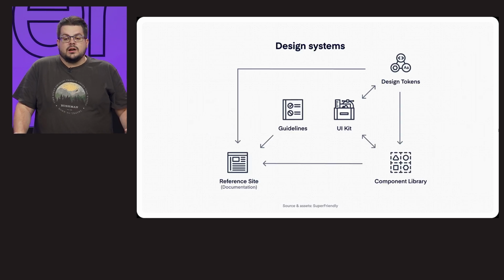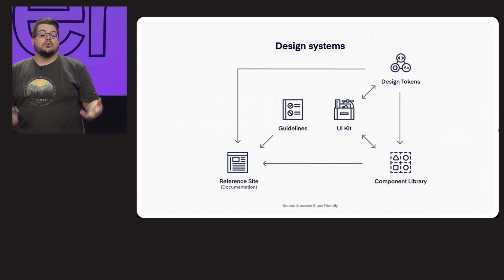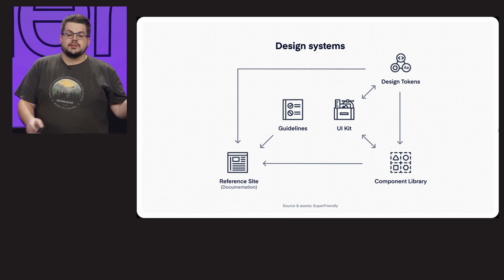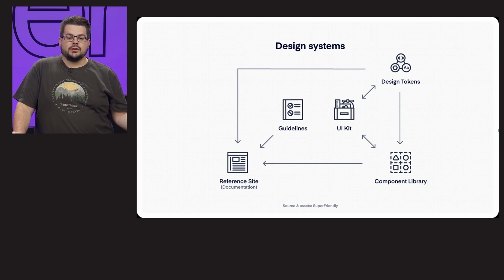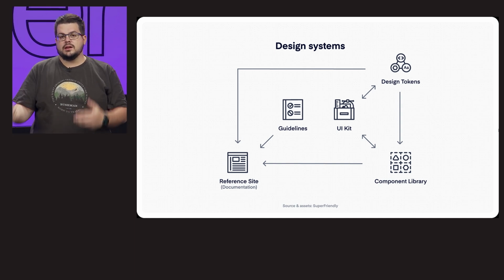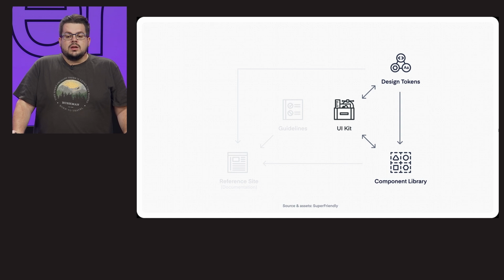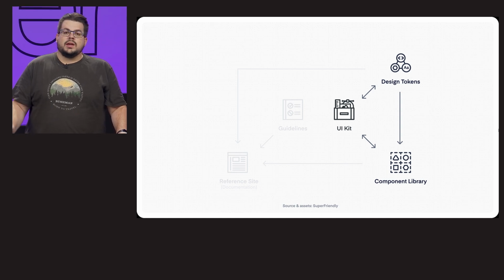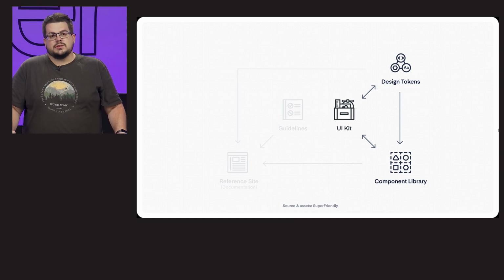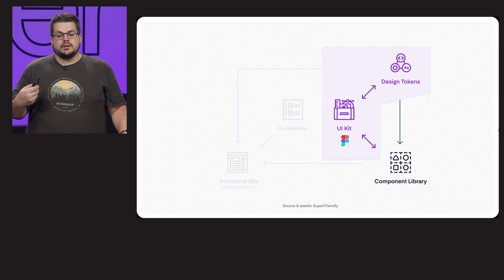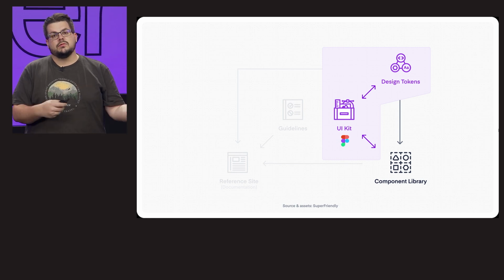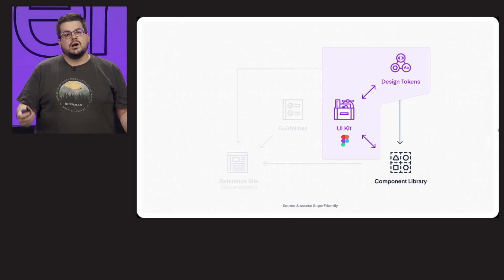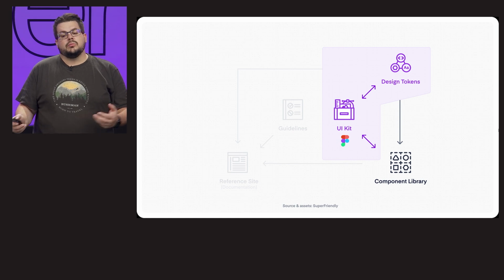Design systems are composed from several parts. There are design tokens, there is a UI kit, there is a component library, some guidelines, and a documentation site. What I would like to focus on today, though, is this part of the design system spectrum, and especially on design tokens, on UI kit and Figma, and connections between these things, and also how Figma connects to the component library.